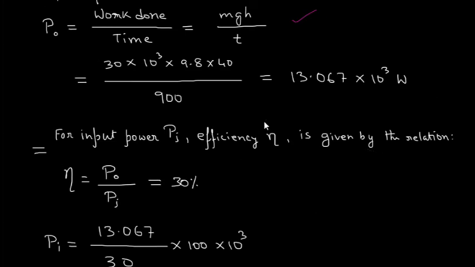Putting the values, 30 multiplied by 10 to the power 3 multiplied by 9.8 multiplied by 40 divided by 900, upon calculation we get 13.067 multiplied by 10 to the power 3 watt. The input power Pi is given by the relation eta is equal to P0 upon Pi is equal to 30%. Putting the values, we get Pi is equal to 13.067 upon 30.